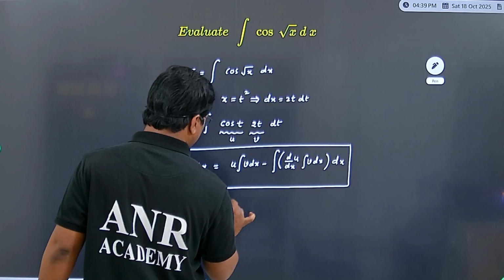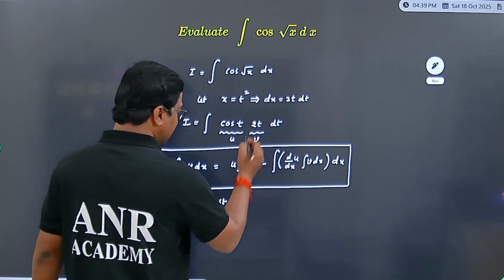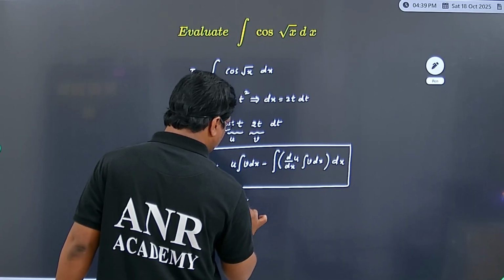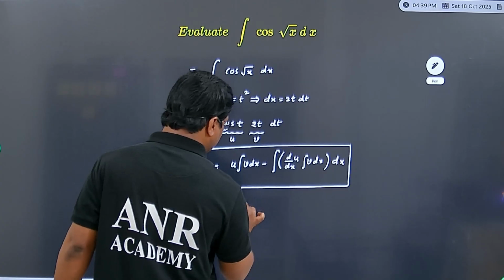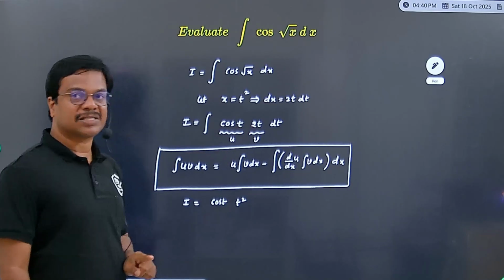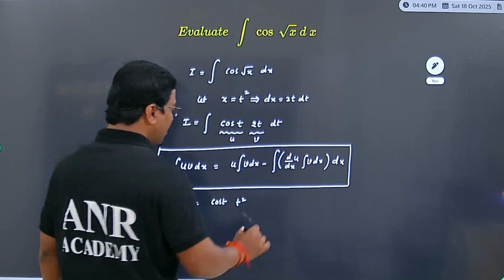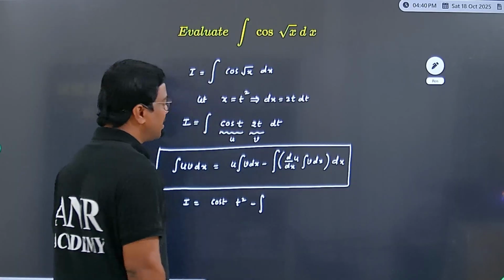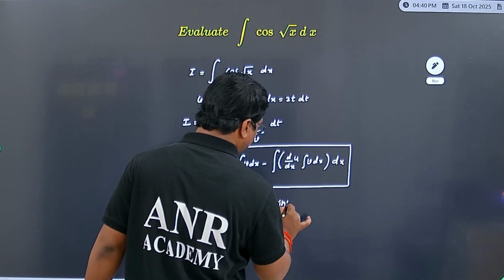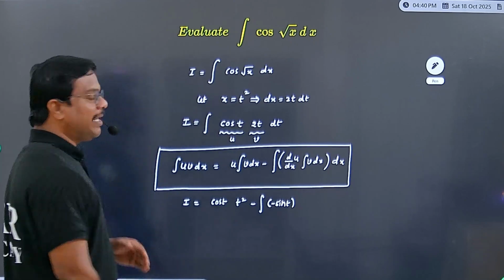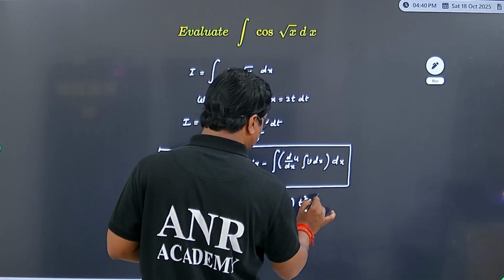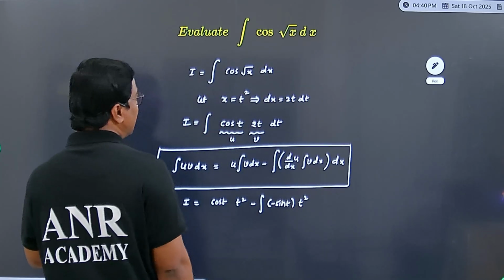that is cos t, integral v dx, that is 2t integration, 2t square by 2, or simply you can write t square. T square derivative is 2t, so 2t integration is t square. U integral v dx minus integral of the differentiation of u, cos t derivative, minus sin t. Next, integration of v, that is t square. Next, dx value.